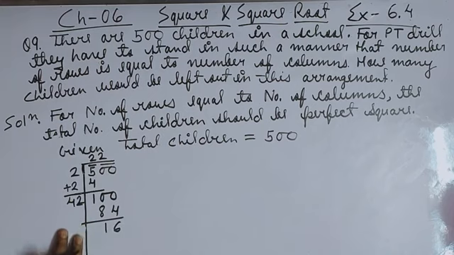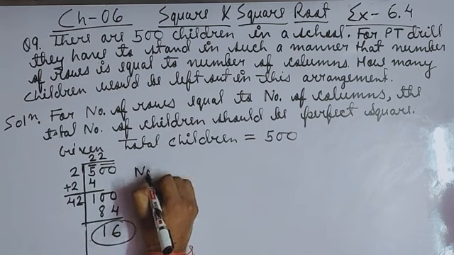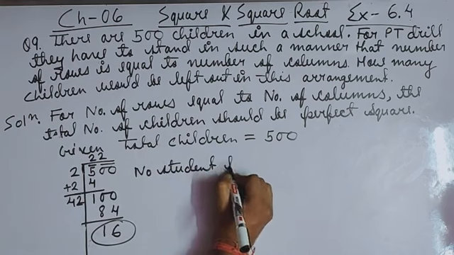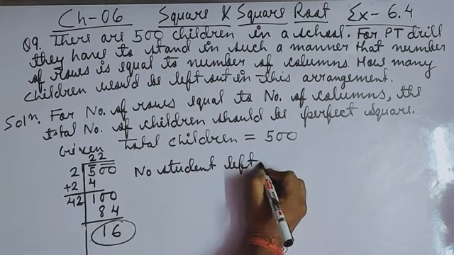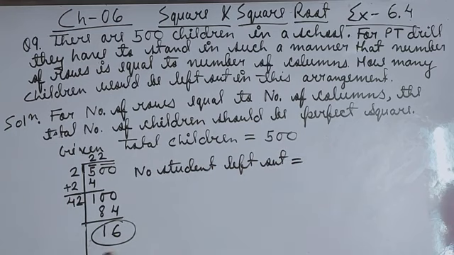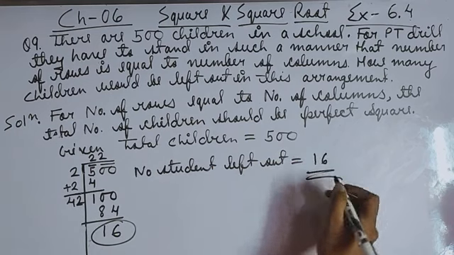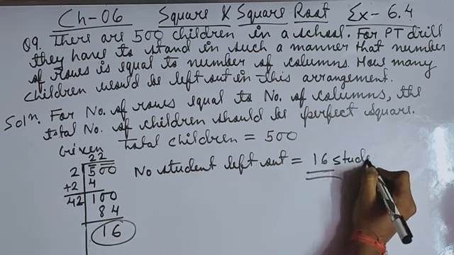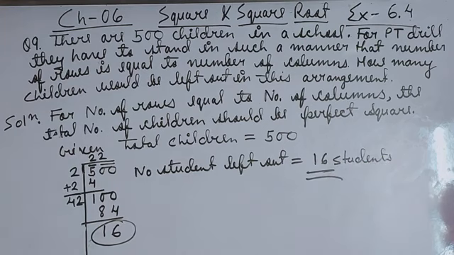So the number of students left out will be what? This 16. जो 16 निकल कर आया, यही आपको बताएगा कि कितने बच्चे क्या हुए हैं? Left out हो गए for this arrangement. So लिखिए तो number of students left out is equals to what? 16. कितने बचे? 16 बचे remainder. So that will be your answer. That is, 16 students will not be included in this arrangement where the number of columns will be equals to what? Number of rows.